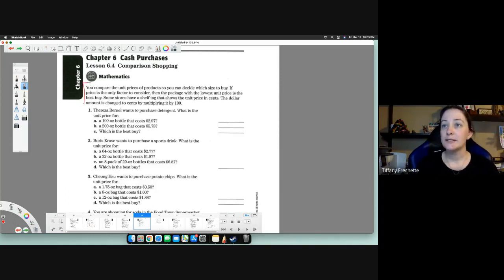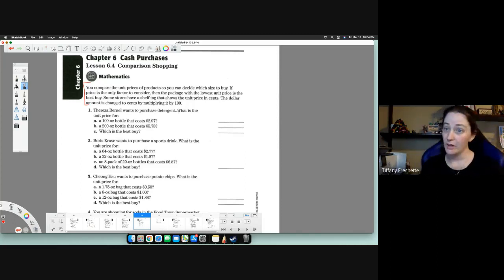Okay, so let's go ahead and read this summary here. You compare the unit prices of products so you can decide which size is better. If price is the only factor to consider, then the package with the lowest unit price is the best buy. Some stores have a shelf tag that shows the unit price in cents. The dollar amount is changed to cents by multiplying it by 100.